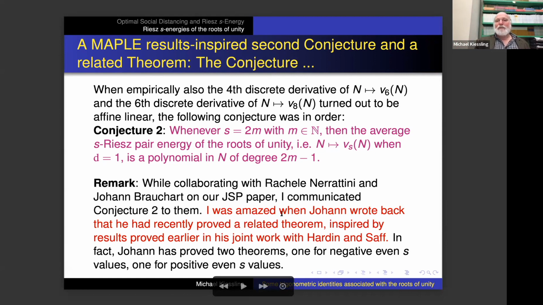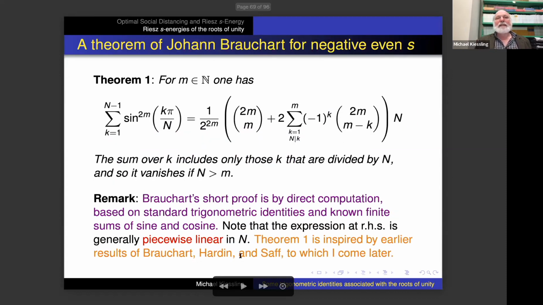And then I was amazed when Johann Brauchart wrote back that he had recently proved a related theorem inspired by results proved earlier in joint work of himself with Hardin and Saff. In fact, he proved two theorems, one for negative even s and one for positive even s values. And here is the first one. Theorem. That's for negative s values. Now that means m is a natural number.